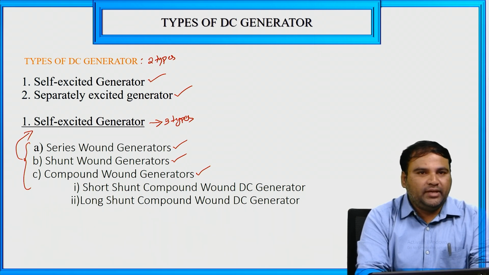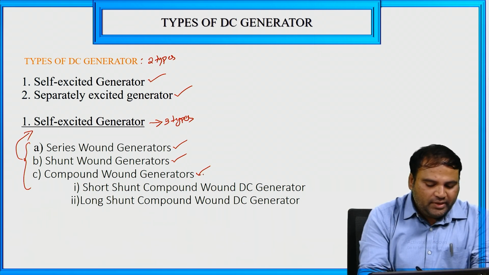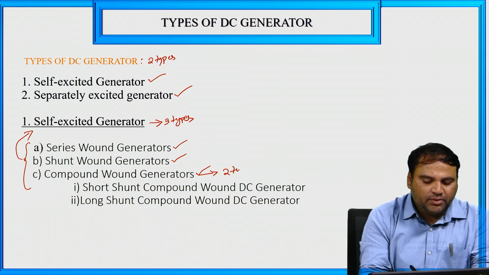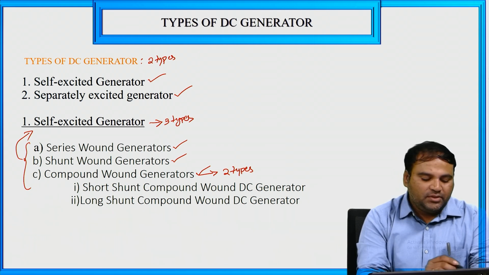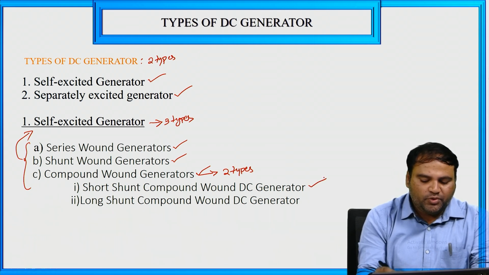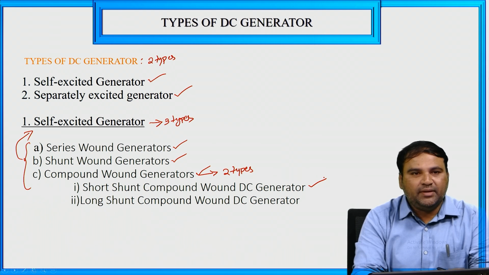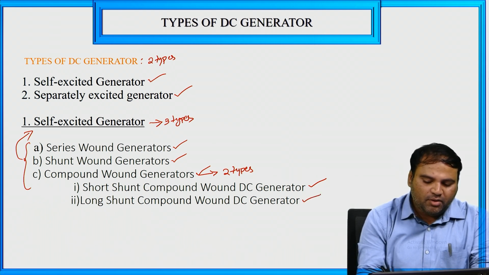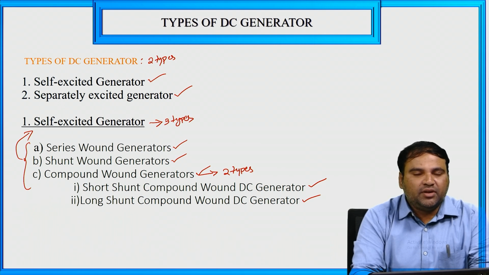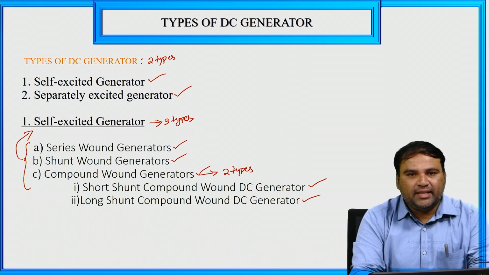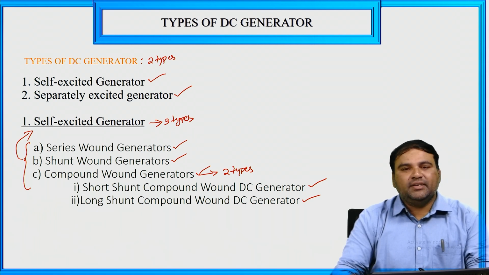Again, the compound wound DC generator is classified into two types. The first one is the short shunt compound DC generator, and the second one is the long shunt compound wound DC generator. So we have mainly two types of compound wound DC generators. We'll discuss them one by one.